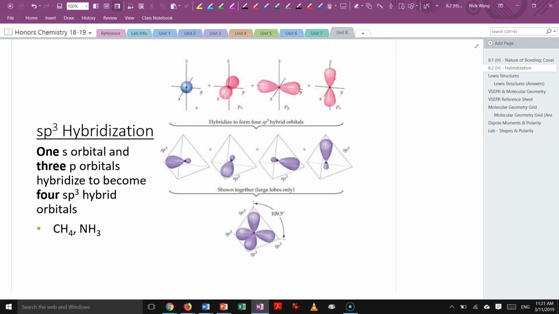The actual nature, again, of how this works isn't as important as just recognizing the pattern that we're going to go over. But to start off here, we're going to talk about something called sp3 hybridization. So what we're going to do is take a single s orbital and 3 of the p orbitals. Those will together combine and be hybridized to become the 4 sp3 hybrid orbitals. So again, 1 s orbital, 3 p orbitals to become 4. So 1 plus 3 gives you 4.